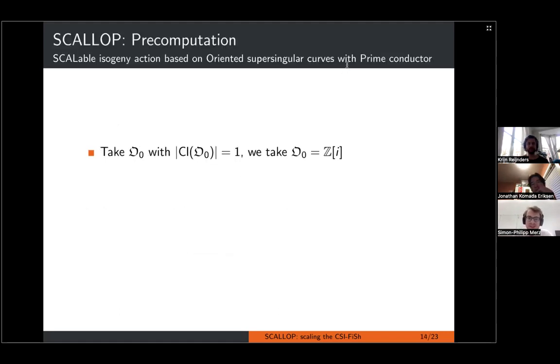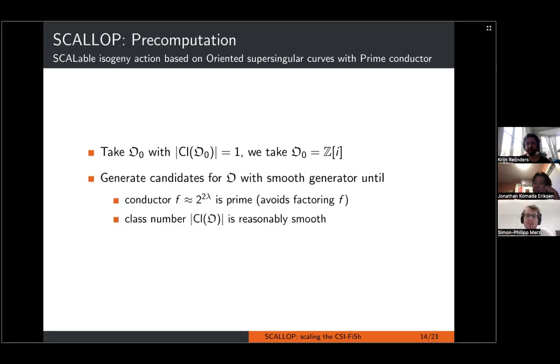Well, the name is SCALLOP, which stands for Scalable Isogeny Action Based on Oriented Supersingular Curves with Prime Conductor. That it's a maritime theme is, of course, completely coincidental. We solved it by taking as O0 the Gaussian integers. For those, we know that the class group is trivial and the class number is 1. So in particular, we know it.